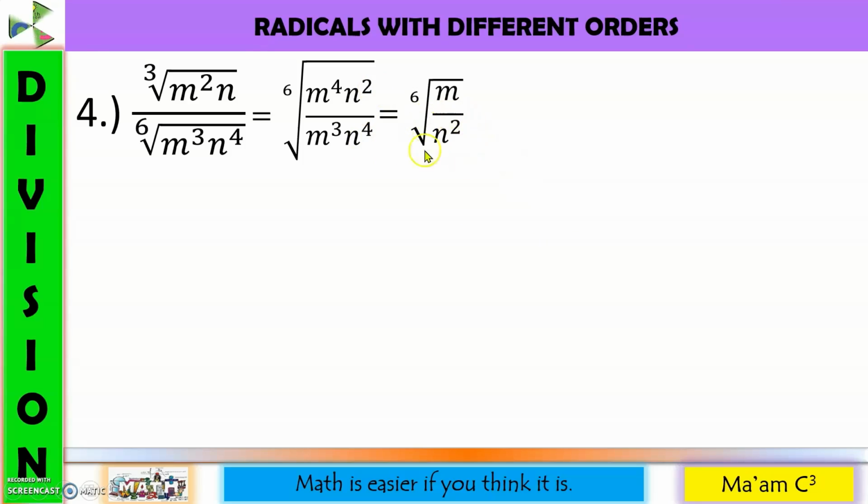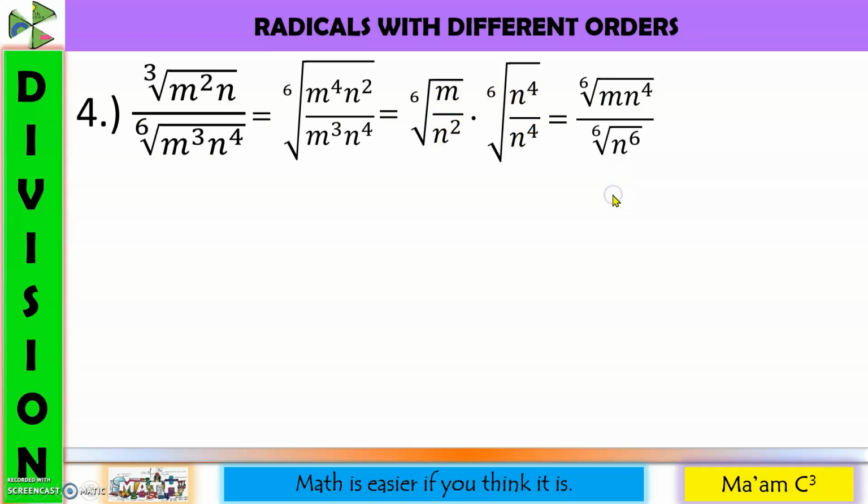We will rationalize this. Since this is 6 and I only have 2, I need 4 more. So I'll multiply both numerator and denominator by the 6th root of n to the 4th. Then I'll combine this, 6th root of m n to the 4th. Then this one, 2 plus 4 is equal to 6, so 6th root of n to the 6.